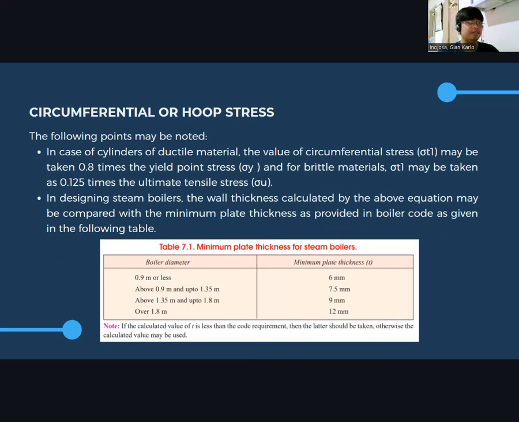For the circumferential or hoop stress, the following points may be noted. In case of cylinders of ductile material, the value of circumferential stress may be taken as 0.8 times the yield point stress. And for brittle materials, it may be taken as 0.125 times the ultimate tensile stress. In designing steam boilers, the wall thickness is calculated by the previous equation and is compared with the minimum plate thickness as provided in this table.